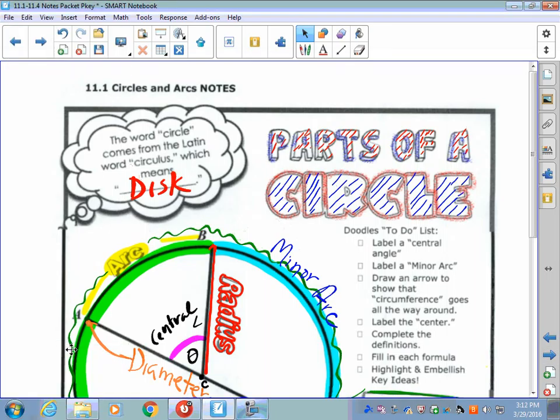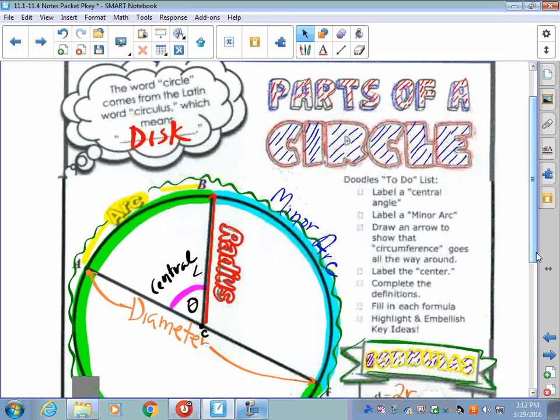Okay, so as the parts of the circle, guys, I will come by and stamp. I'm really going to stamp it once. If I haven't stamped your doodle page, when we get to the second page, I'll stamp on that check. So it says parts of the circle. It says the word circle comes from the Latin word circulus, which means disc.